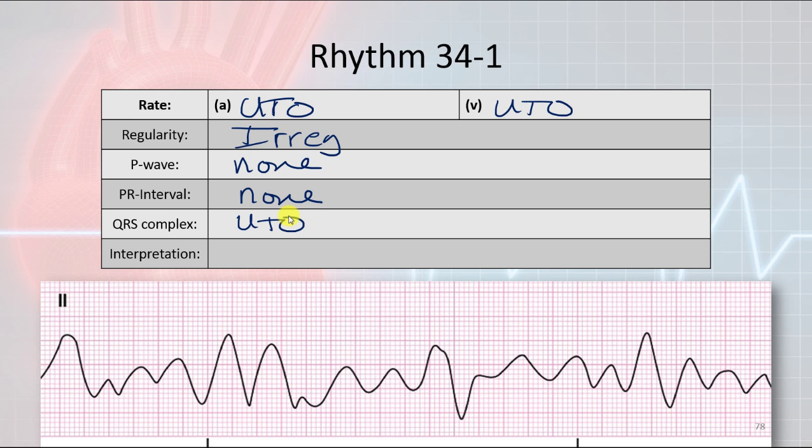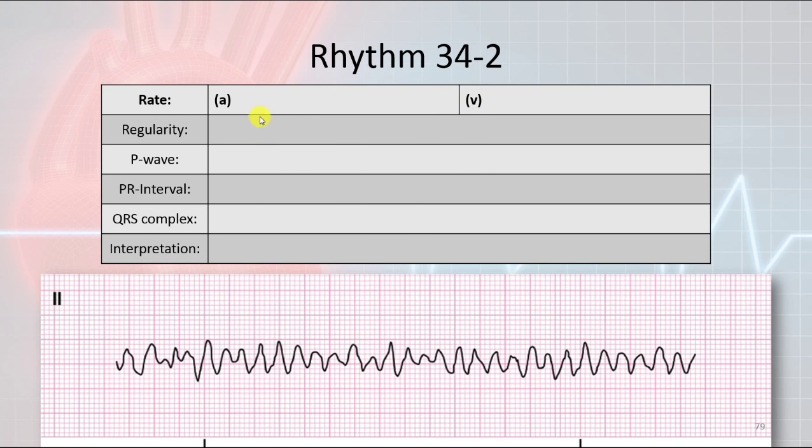Why is the QRS complex unable to obtain? Because there are multiple QRSs buried within each other in there, so there's no way to determine which one of those is truly the QRS depolarization. Interpretation, this is going to be called coarse VFib, because you can also have a fine VFib. So if you just identify this as VFib, you'll be okay. But ideally, this is coarse VFib.